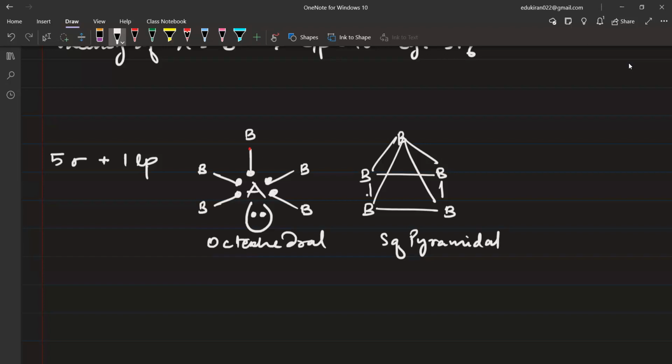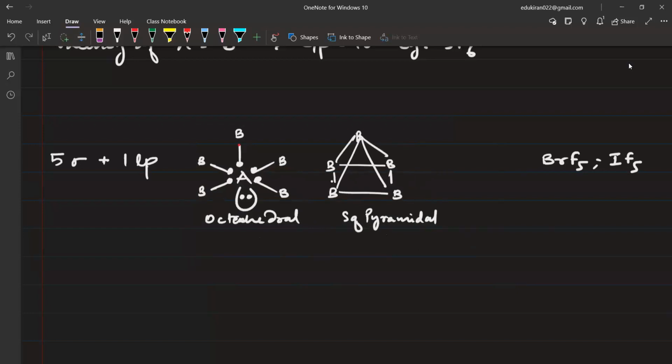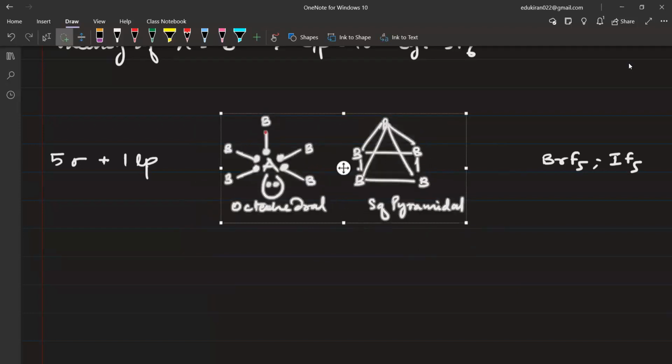Fluorine is smaller than chlorine, but still you cannot have 5 fluorines around chlorine. It is not able to hold 5 fluorines. So the example would be BrF5. Another example could be IF5. Okay, so all of these are examples of what? 5 sigma and 1 lone pair electron. All of you got this? Yes or no? Please tell me. Does anyone have any difficulty? Yes, sir. No, right? Let me just decrease the size of these two.